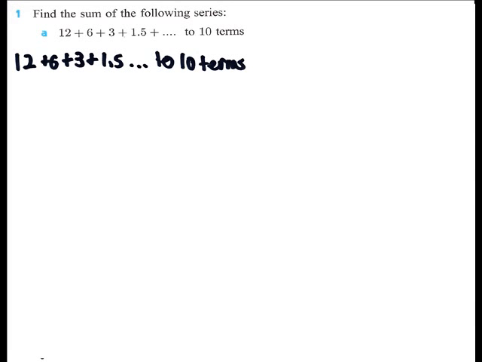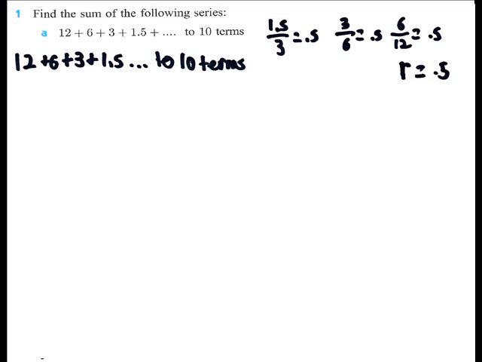Here we have a geometric series of 12, 6, 3, and 1.5, and they're asking for the sum of this all the way up to the first 10 terms. Before we begin using the actual formula, we need to find out what our common ratio is. To find that out, we divide 1.5 by 3, divide 3 by 6, and divide 6 by 12. All of these should give us 0.5, so the common ratio is 0.5.